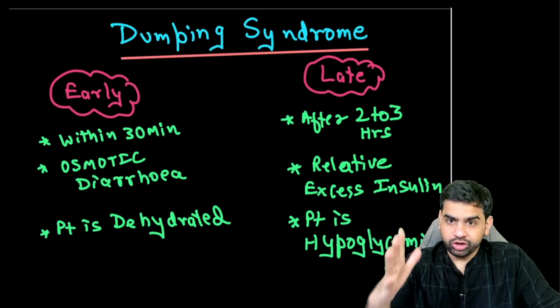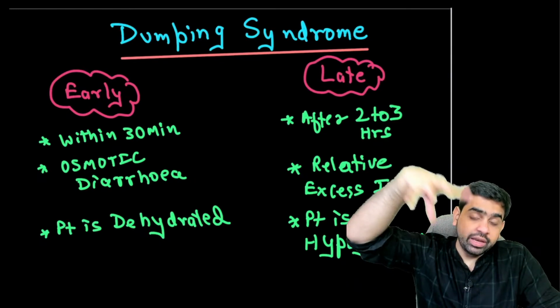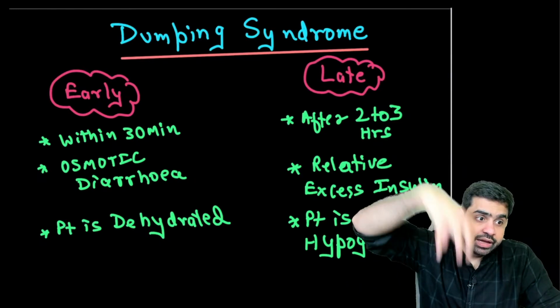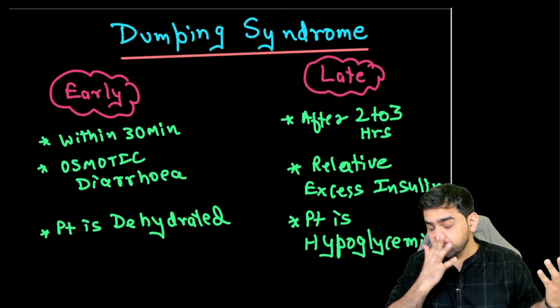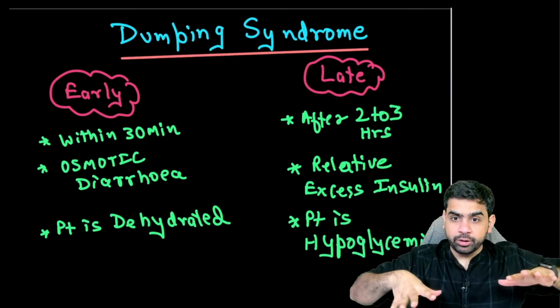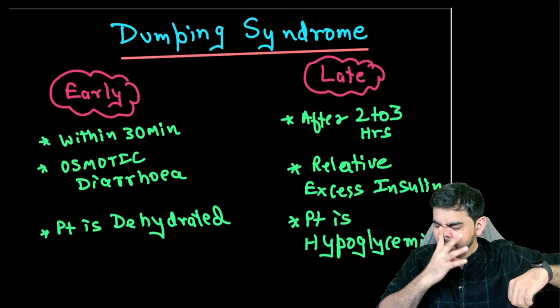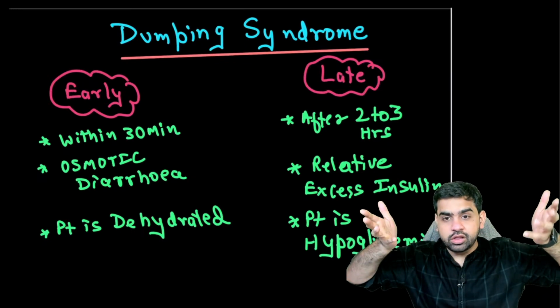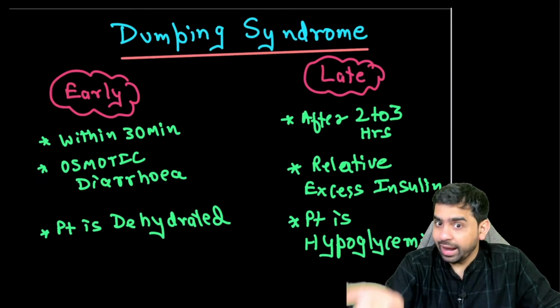Anyway, what I was trying to tell you is that in type 1 dumping syndrome, what you need to understand is that hyperosmotic chyme is basically entering into the intestine. So what is going to happen? A lot of fluid from the blood vessels is going to pour into the intestine. Because of this, the peristalsis of the intestine is going to increase, and the patients are going to have an osmotic diarrhea, because it's a hyperosmotic chyme.